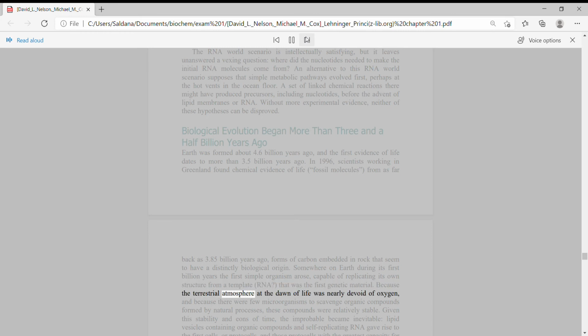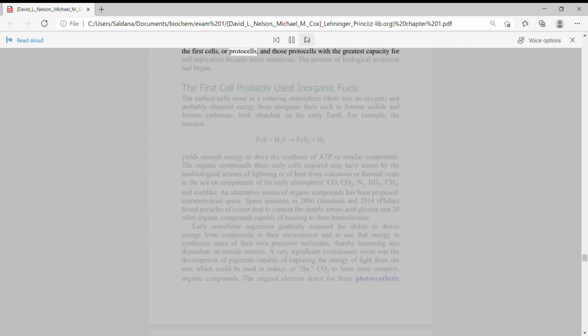Because the terrestrial atmosphere at the dawn of life was nearly devoid of oxygen, and because there were few microorganisms to scavenge organic compounds formed by natural processes, these compounds were relatively stable. Given this stability in eons of time, the improbable became inevitable. Lipid vesicles containing organic compounds and self-replicating RNA gave rise to the first cells, or protocells, and those protocells with the greatest capacity for self-replication became more numerous. The process of biological evolution had begun.